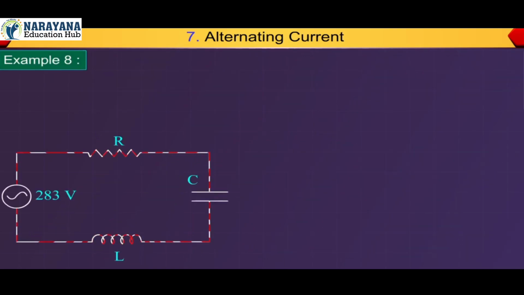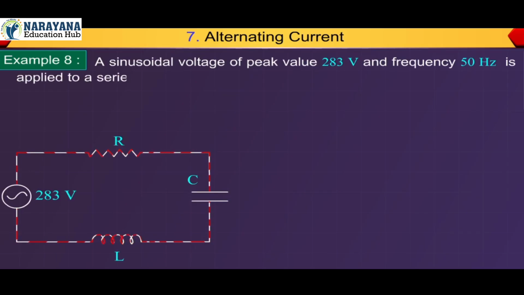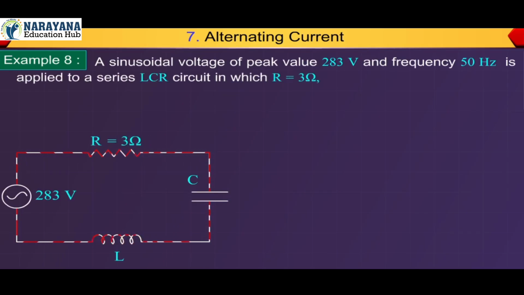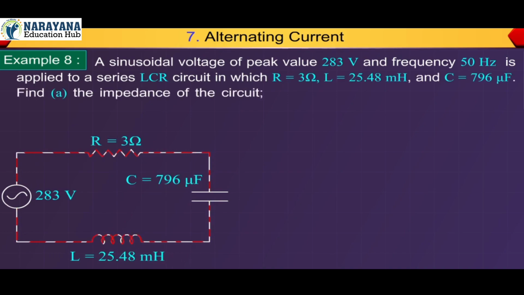Example 8. A sinusoidal voltage of peak value 283 volt and frequency 50 Hz is applied to a series LCR circuit in which R is equal to 3 ohm, L is equal to 25.48 millihenry, and C is equal to 796 microfarad. Find A. The impedance of the circuit.